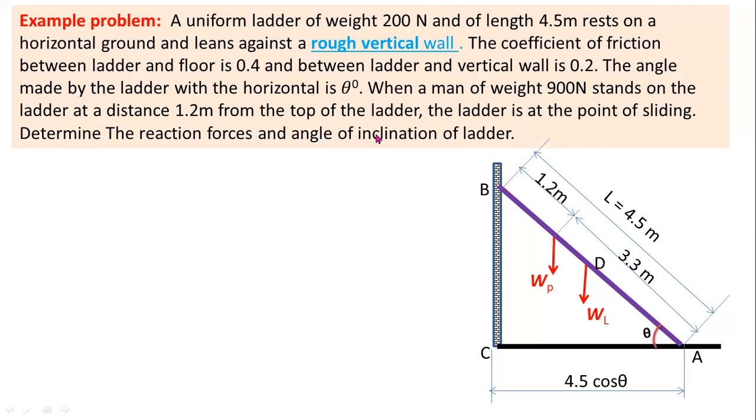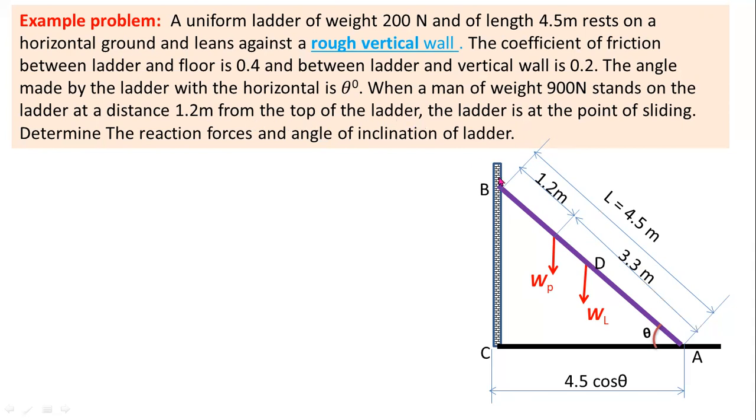When a man of weight 900 newtons, that means the self weight of the man, WP, equals 900 newtons, stands on the ladder at a distance of 1.2 meters from the top of the ladder.